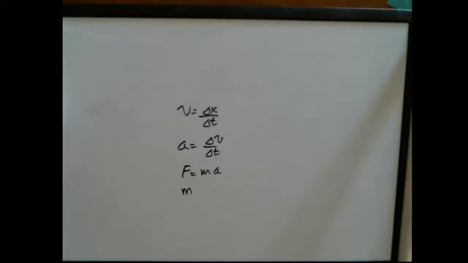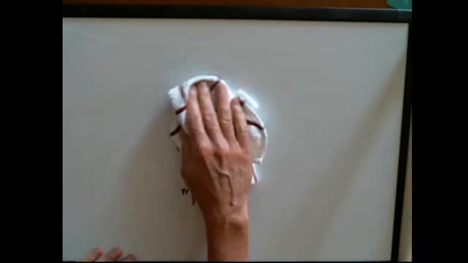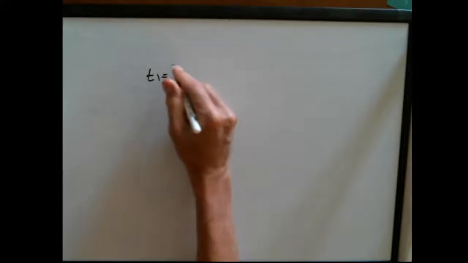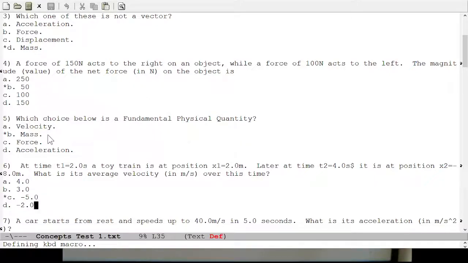Question 6. At time t1 equals 2 seconds, a toy train is in position x1 equals 2 meters. I'm just going to write these down. I'll switch back to it just so you can read it with me here, if you don't have it with you. So this is question 6. At time T1 equals 2 seconds, position x1 is equal to 2 meters. At time T2 equals 4 seconds, x2 equals minus 8 meters. It says, what's its average velocity over this time?